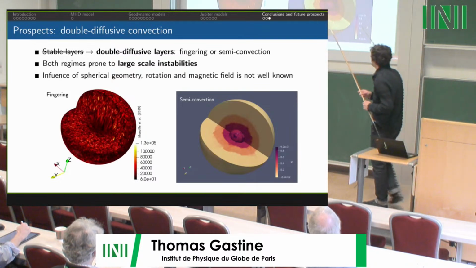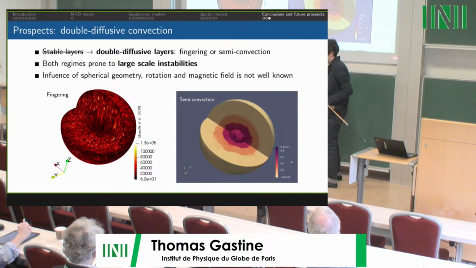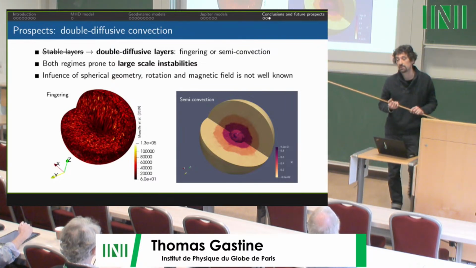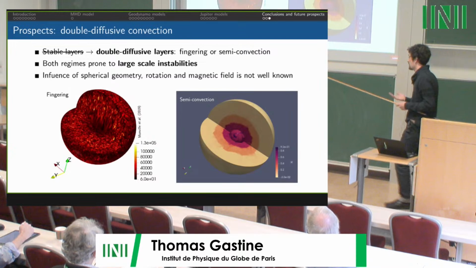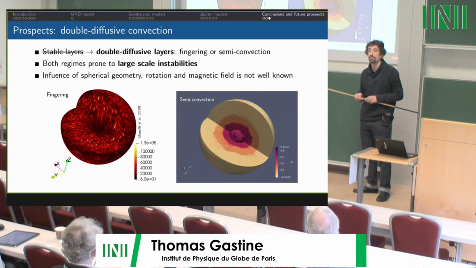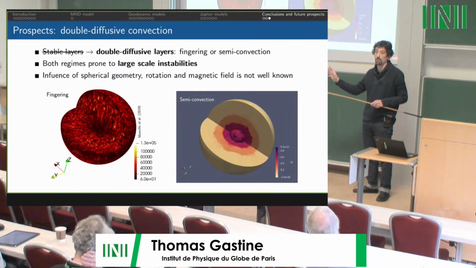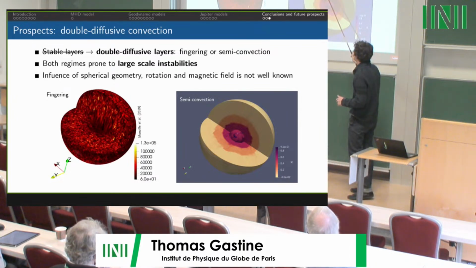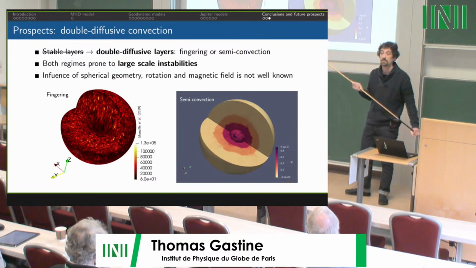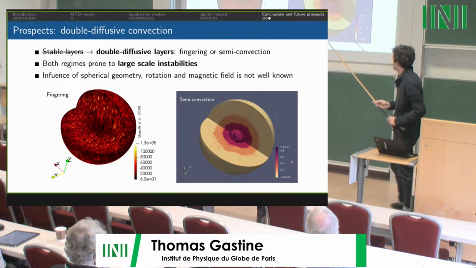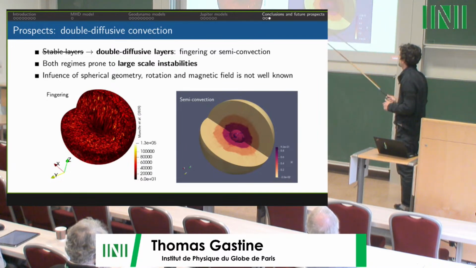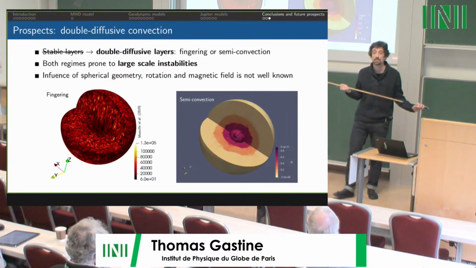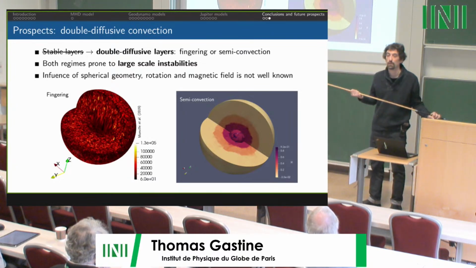Okay, so as an opening, I just want to stress that most of this stably stratified layer might actually be double diffusive. The reason is that the density anomalies in planetary interiors are driven both by thermal and compositional anomalies. In that case, you could well face fingering or semi-convection and not stable stratification. Both of these regimes, fingering and semi-convection, are prone to harbor very large-scale instabilities, at least according to the planar local models.